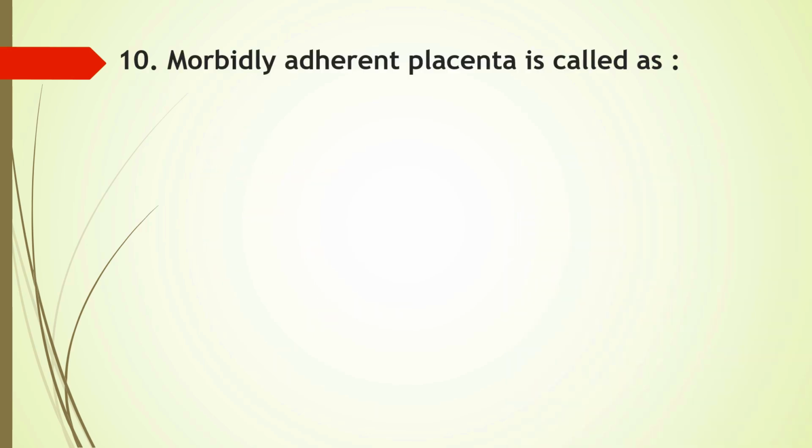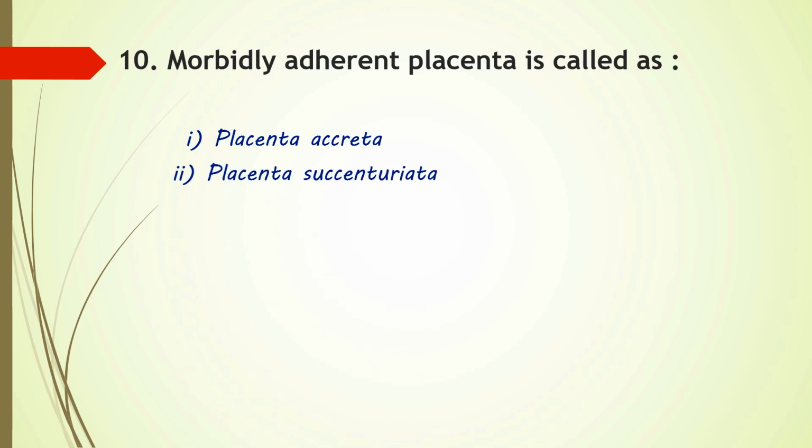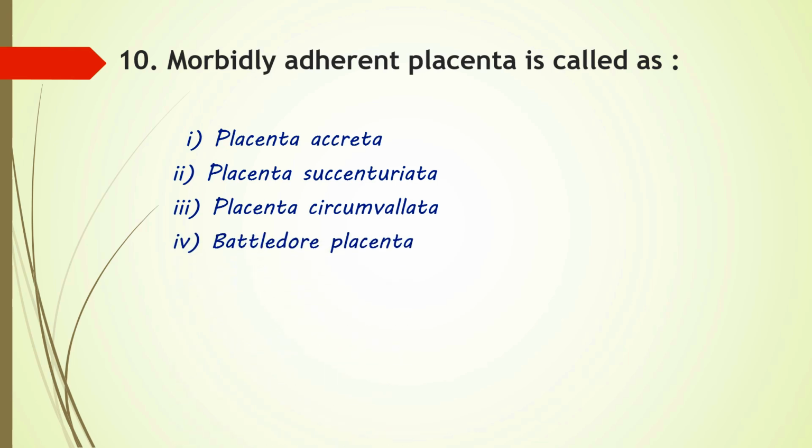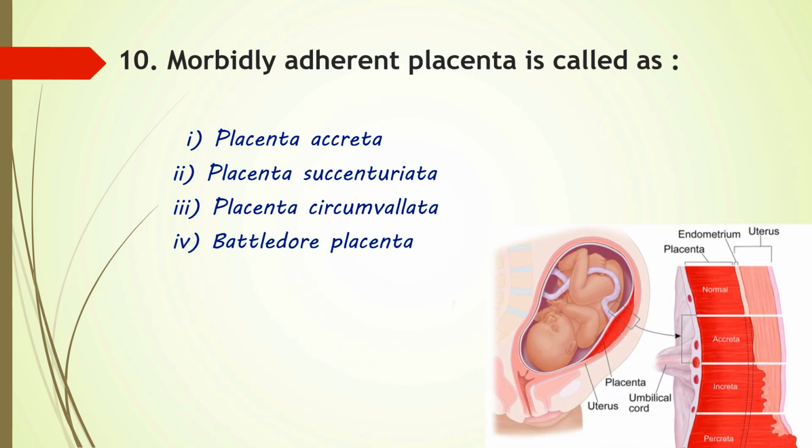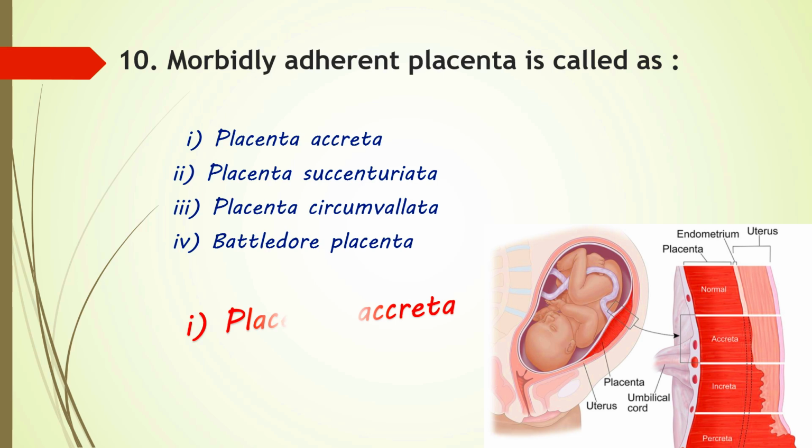Question number 10, morbidly adherent placenta is called as: placenta accreta, option 2 placenta succenturiata, option 3 placenta circumvallata, or option 4 battledore placenta. Placenta accreta is a condition where the placenta grows too deeply into the uterine wall, often causing severe hemorrhage. So here option 1 is the correct answer.